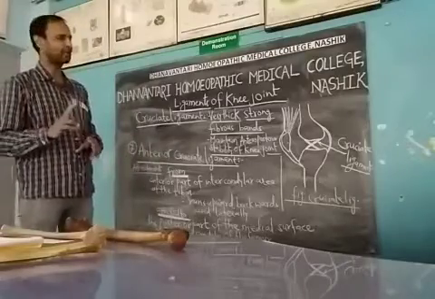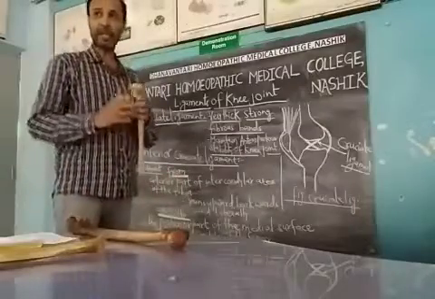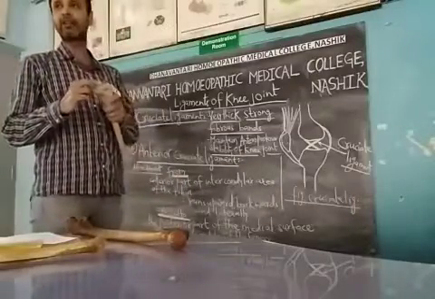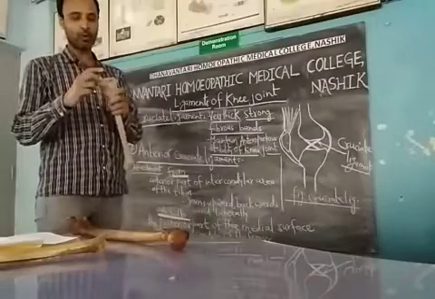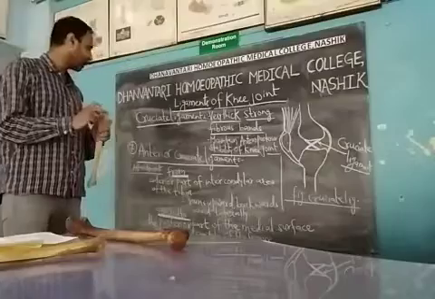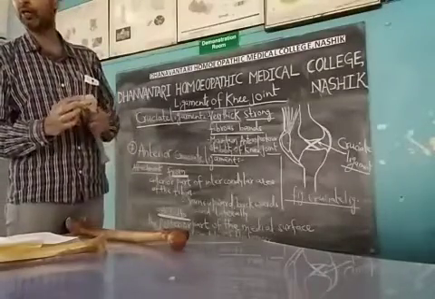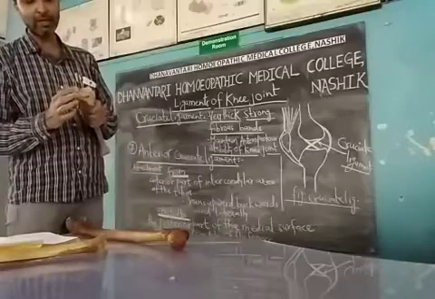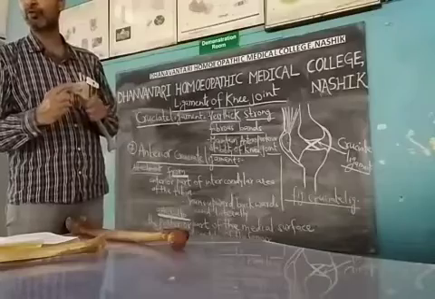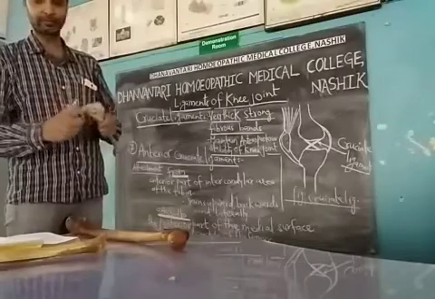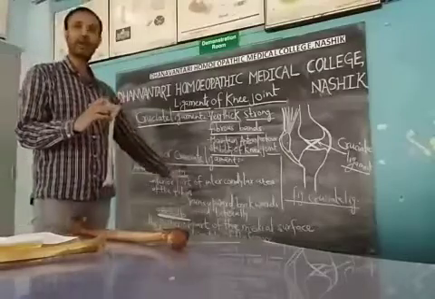We'll see its attachment. Two things you have to remember. It is attached from the intercondylar region of the tibia, from the anterior part. See this, here is the elevated part, the intercondylar elevation. One is the anterior part, one is the posterior part. So from the anterior part of the intercondylar area of the tibia.